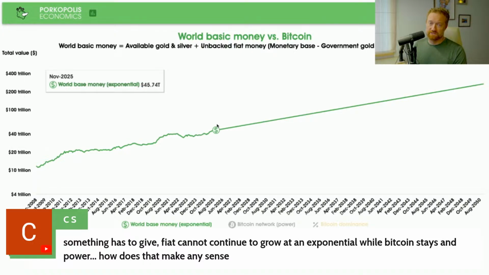If you were a gold bug in 1980, you would have thought that this was an unstoppable trend, the gold trend. Let me pull up the gold trend just to show you.